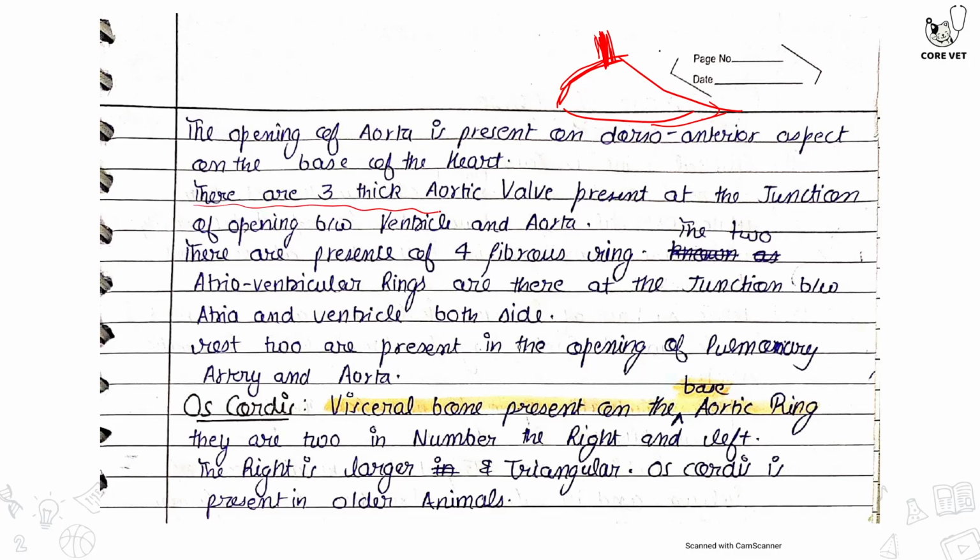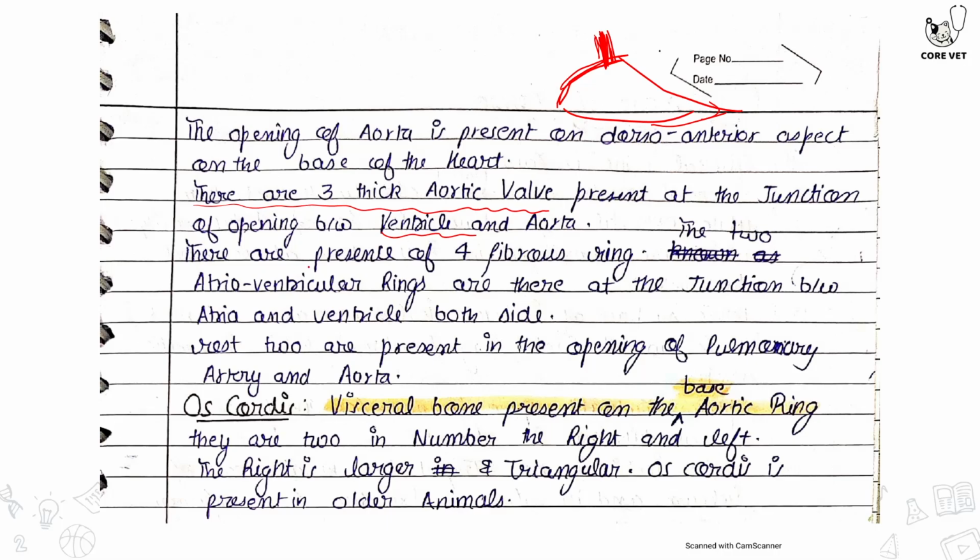There are three aortic valves present at the junction between the opening of the ventricle and the aorta. There are three thick aortic valves, present at the junction between the ventricle and the aorta.